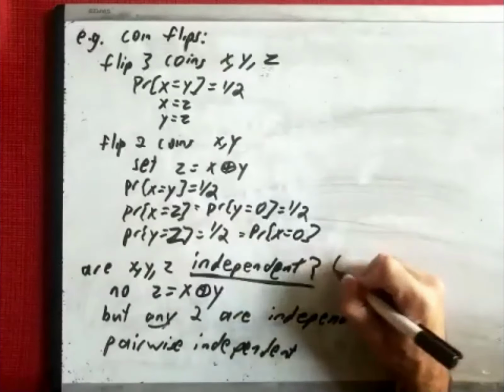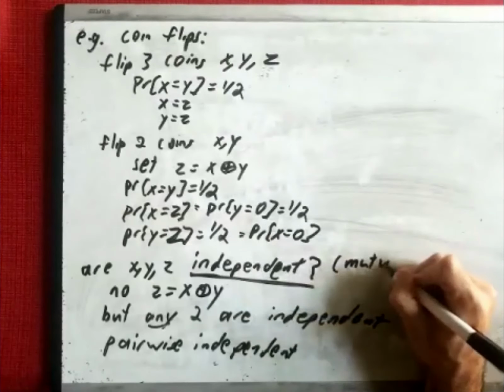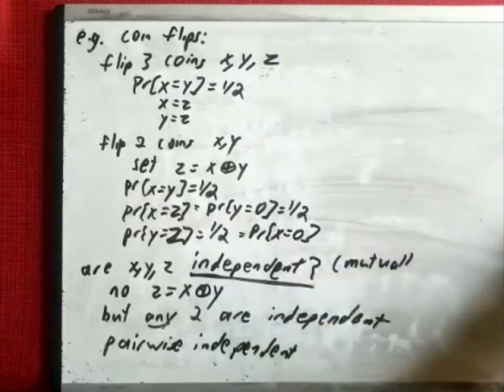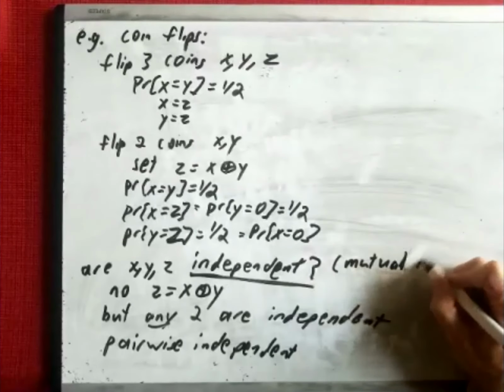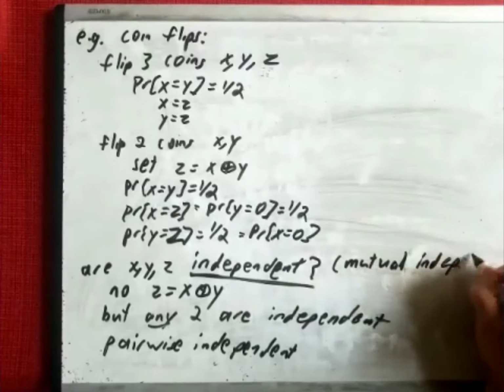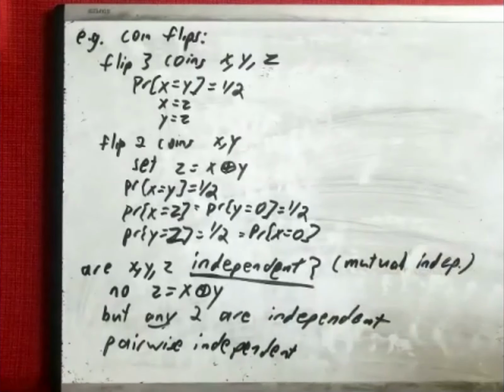And so to distinguish this, we talk about mutually independent. When we want to talk about everything being independent, we call it mutual independence. And so X, Y, and Z are not mutually independent, but they are pairwise independent. And so if we were just talking about hashing coins, we could use a pairwise independent function in order to decide where everything goes, okay?